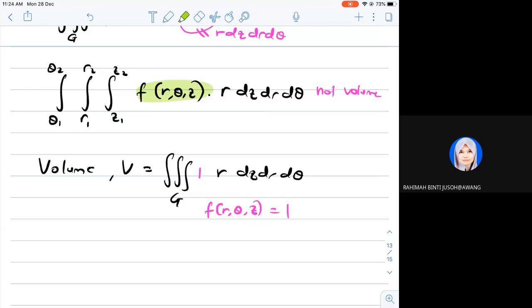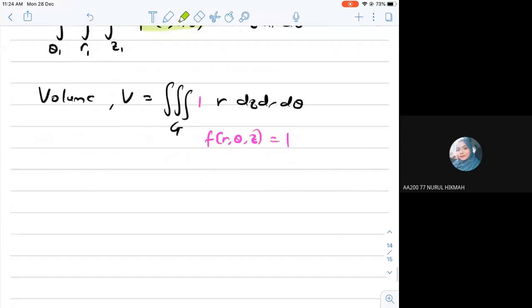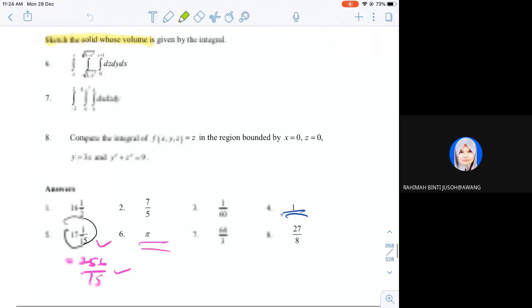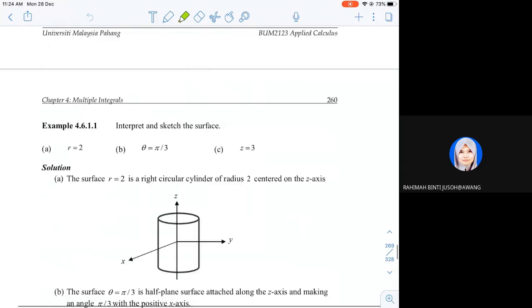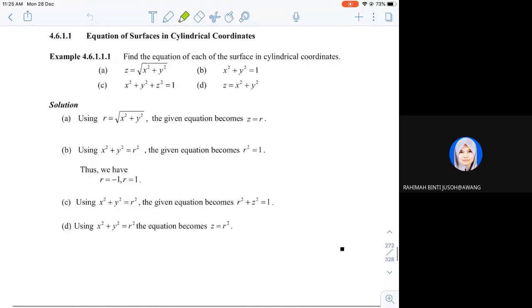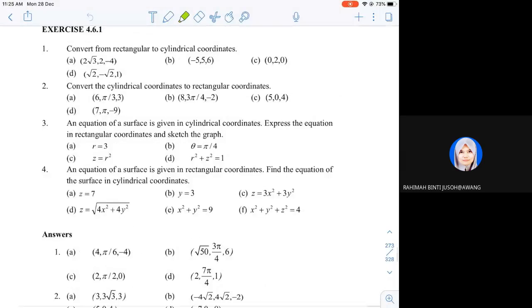Okay, do you understand the differentiation between volume and not volume? Understand. Okay, good. So now, let's take a look at the exercise. Straight away we go to 4.6.1.